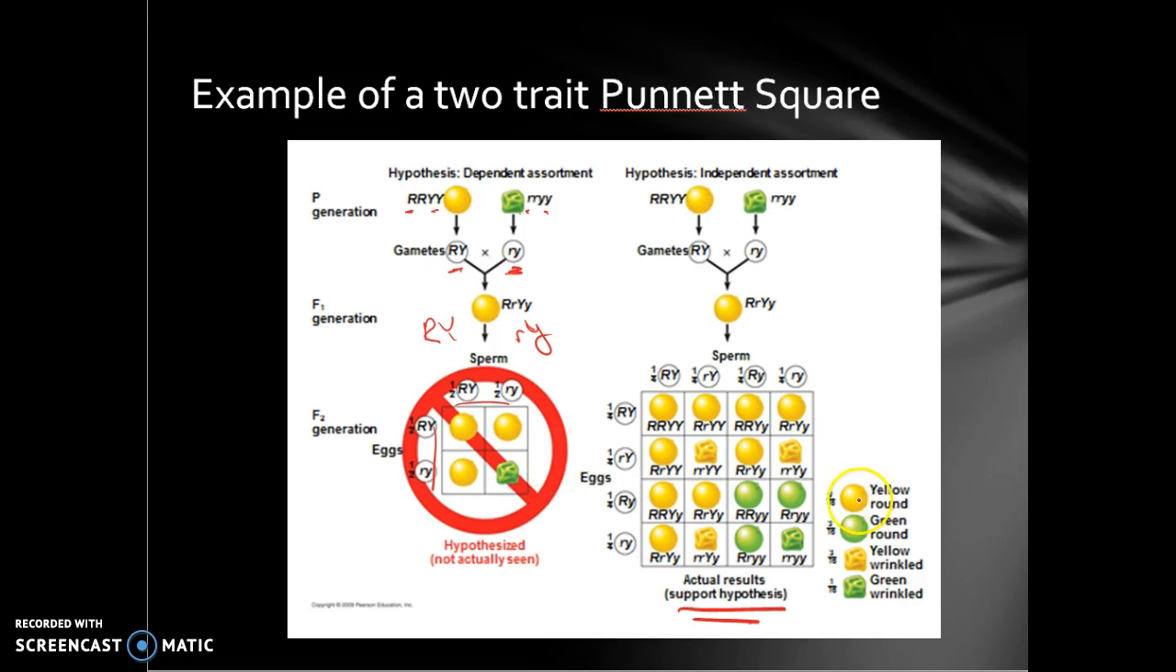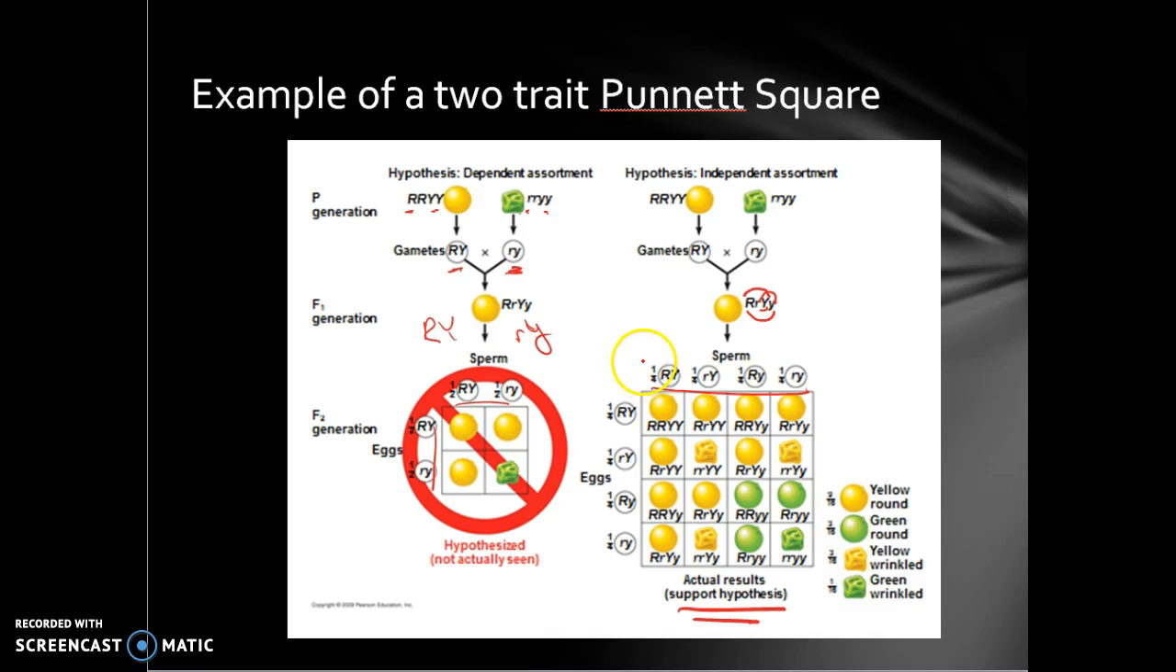But what he actually got were 16 different combinations, or 16 different offspring, 9 out of 16 of which are round and yellow, 3 of which were green and round, 3 of which were yellow and wrinkled, and 1 out of 16 were green and wrinkled. And that can only happen if these assort independently, which means that you basically do FOIL to see all the combinations. The big R can go with the big Y, the big R can go with the little y, the little r can go with the big Y, and the little r can go with the little y.